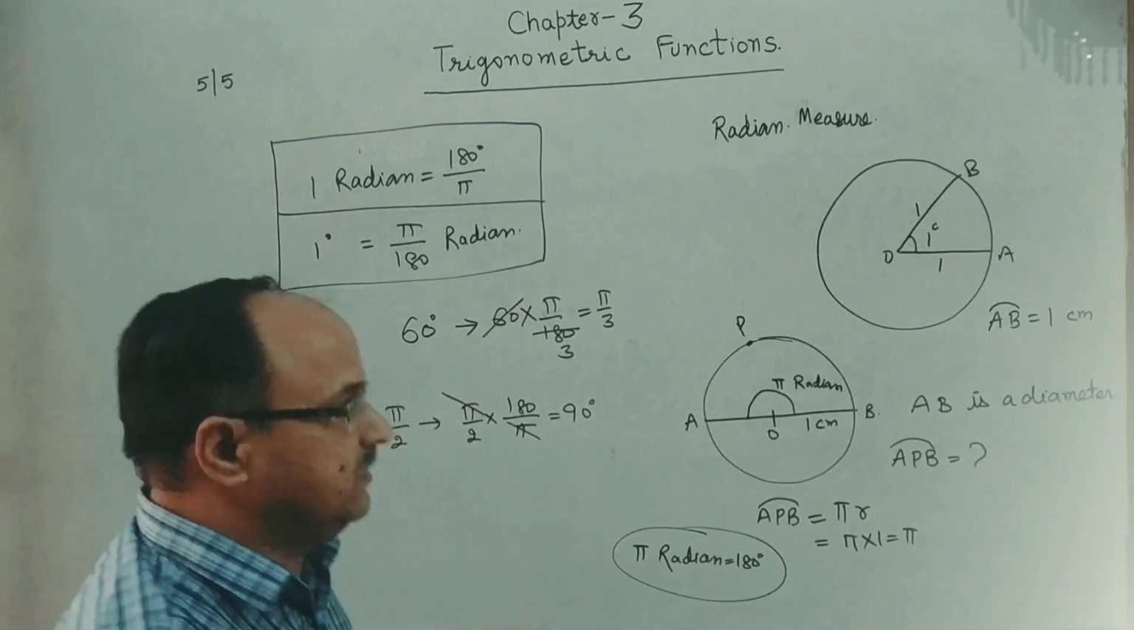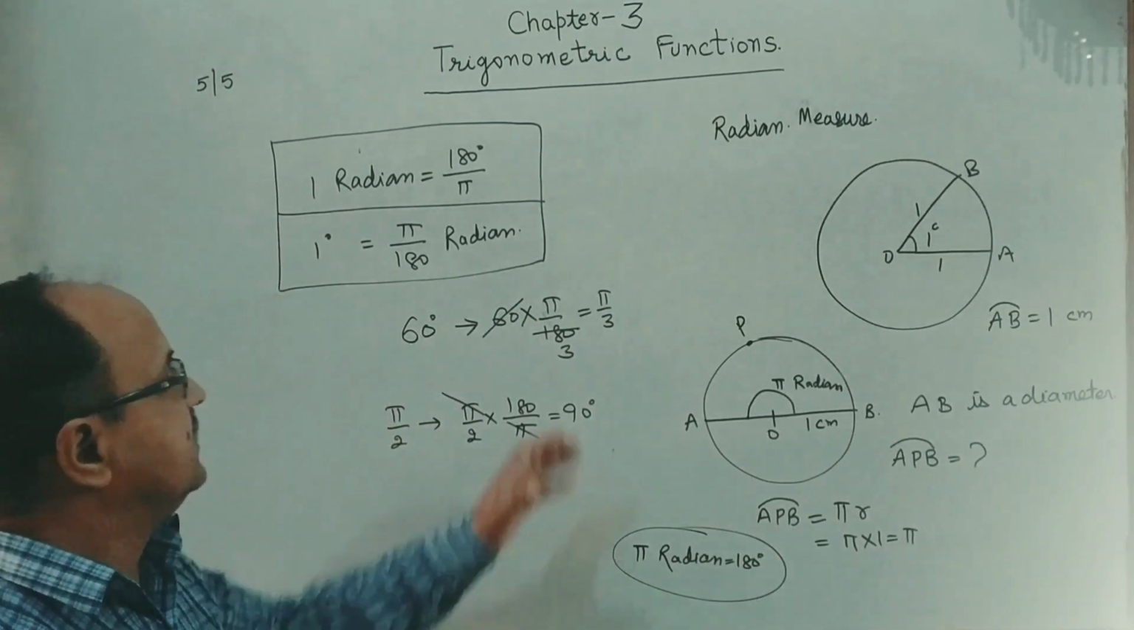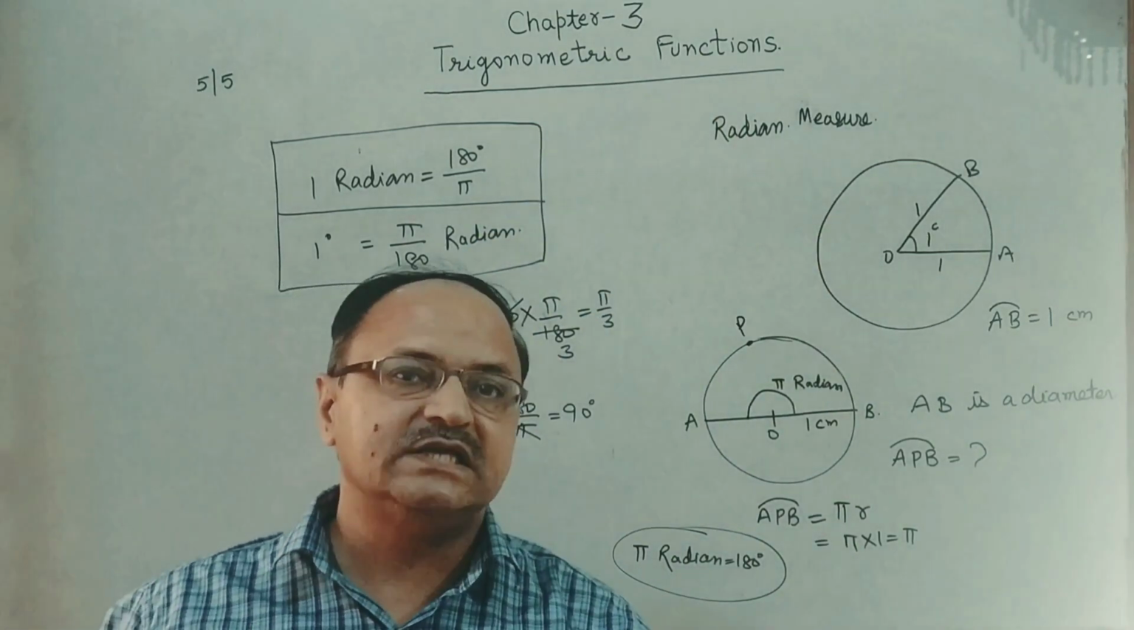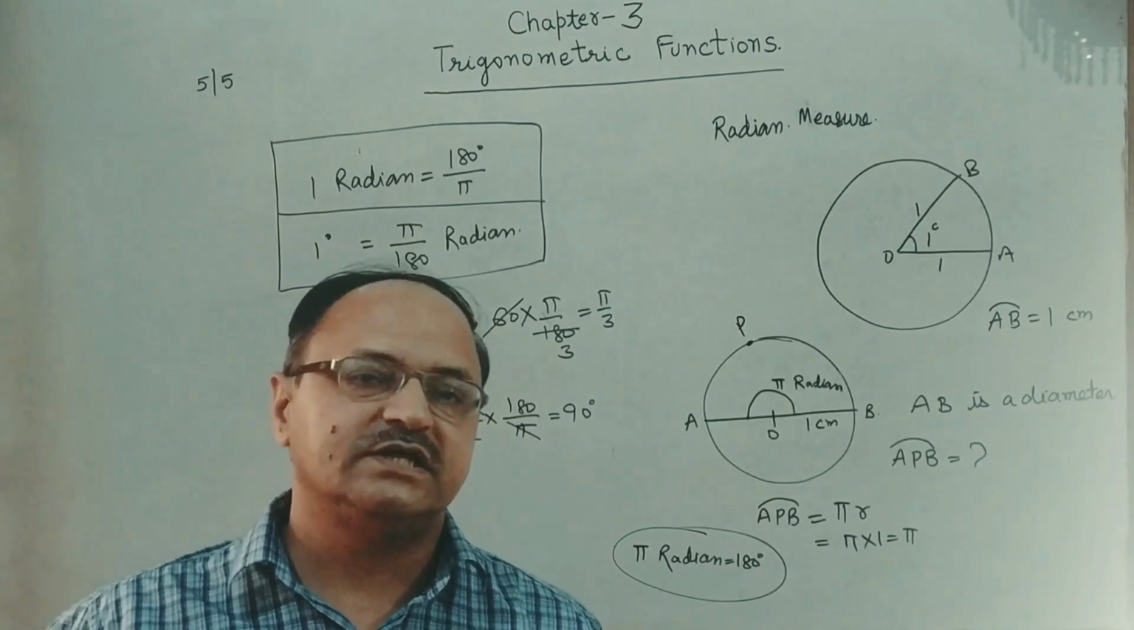And what is the relation between radian and real number? You can say radian is a real number or a real number is a radian. No doubt.